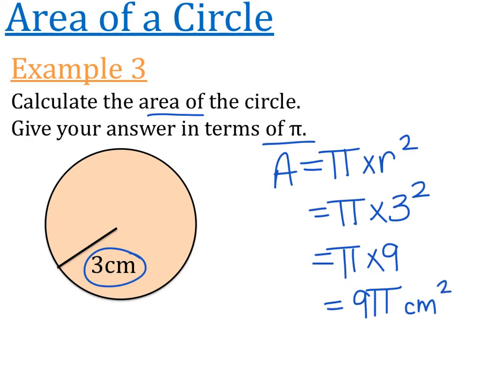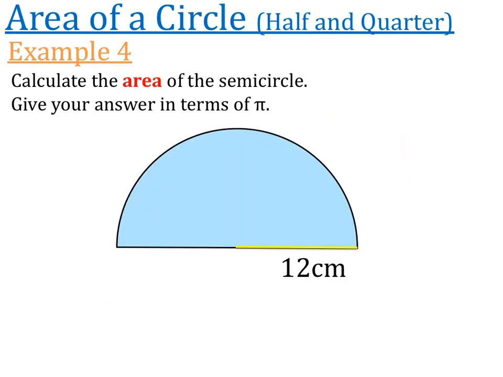We're going to try 2 more little things, and then that's all for me today. So this question here is not actually a whole circle. This circle here is a semicircle, and semicircle means half of a circle. So we want to attempt to calculate the area of this semicircle, and they want us to just leave our answer in terms of pi.